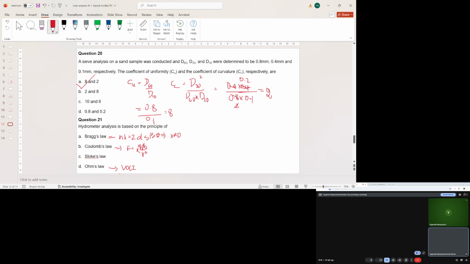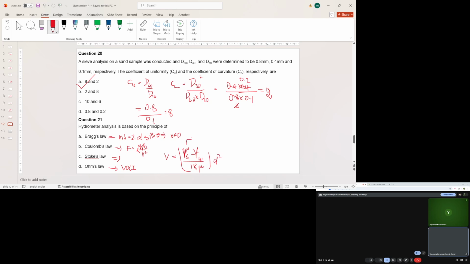And so voltage is directly proportional to current. That is Ohm's law. Stokes law relates the force acting on the substance to its settling velocity. So settling velocity is given by gamma s minus gamma w by 18 mu into d square.